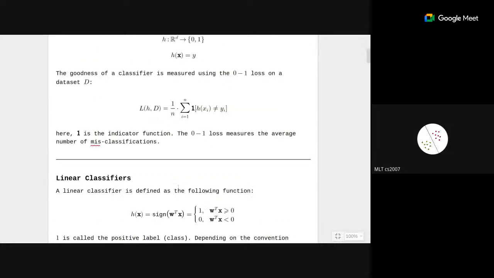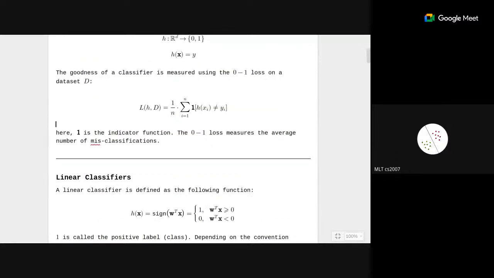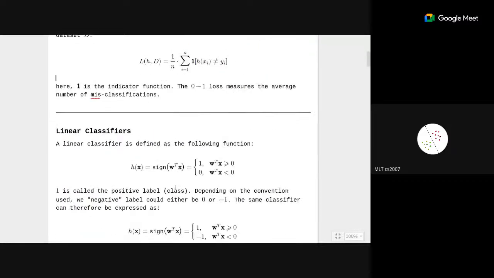Now, that's the general picture of classification, right? So now we come to a special kind of classifier called the linear classifier, just like we had in regression, right? So we focused on linear models, linear regression. Likewise, the first choice here is going to be a linear classifier simply because a linear function is the simplest kind of function that you can think of, right? So a linear combination of the features.